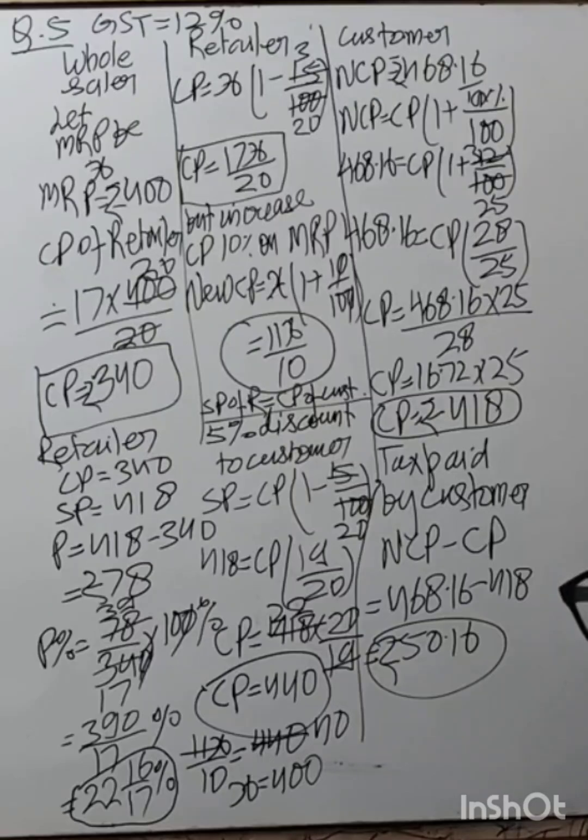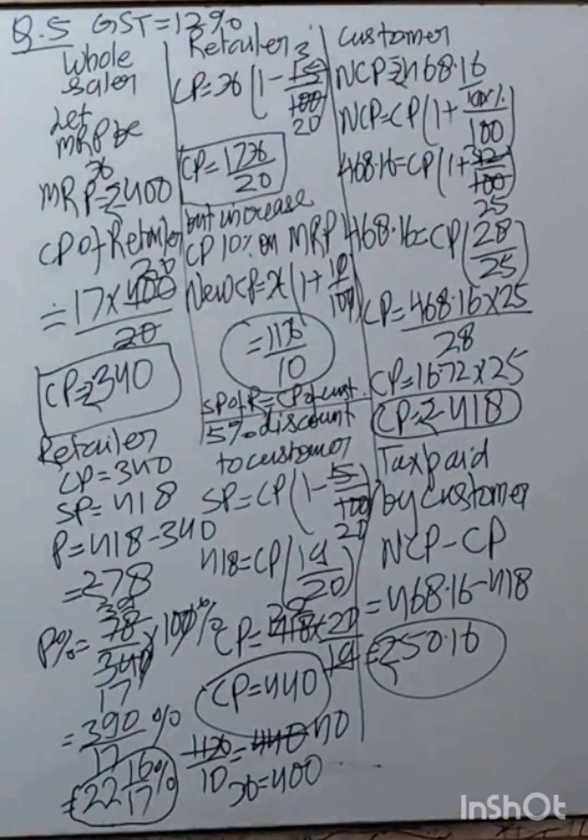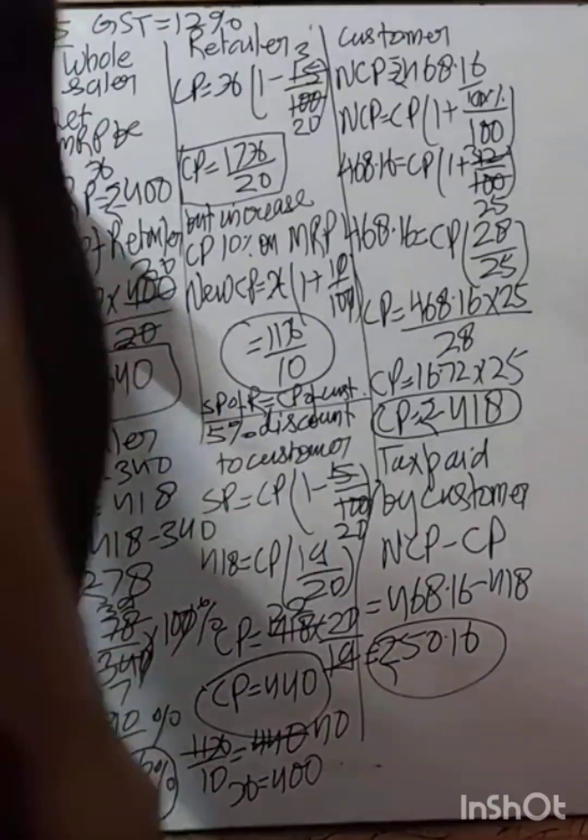So what next is? The marked price of an article is 7,500. Should I go? Yes.